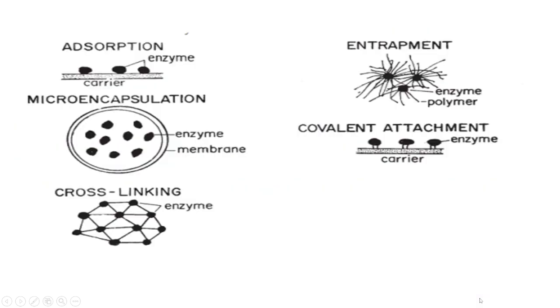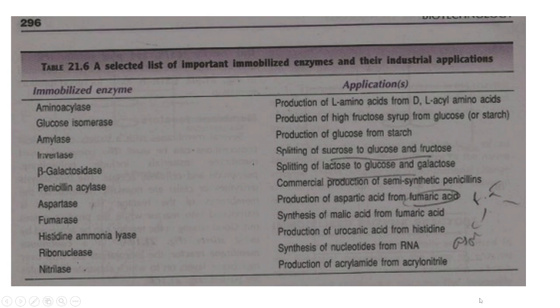These are the figures of adsorption, microencapsulation, cross-linking, entrapment, and covalent attachment. So these are some applications. We have the third example, amylase. We have discussed that starch can be produced from glucose, and for this production you can use entrapped or immobilized amylase enzyme. For production of L-amino acid, you can use immobilized aminoacylase enzyme, and glucose isomerase enzyme can be used for the production of high fructose syrup.